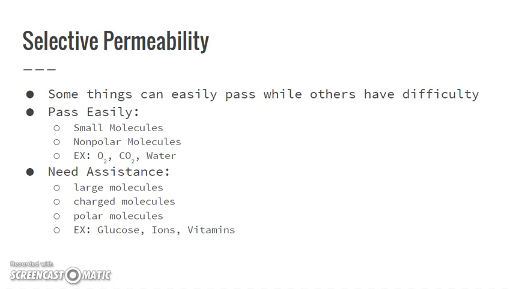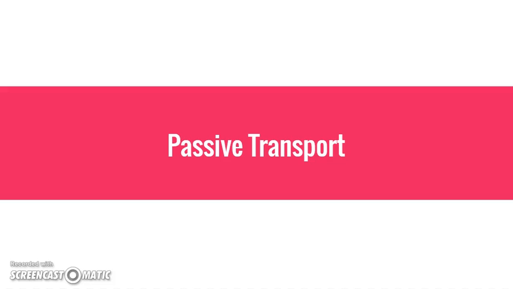it becomes very difficult. So the things that pass through easily, though, are going to be small molecules, nonpolar molecules, for example, oxygen, carbon dioxide, or water. The things that might need some sort of assistance are going to be very large, charged, or polar molecules, for example, glucose, ions, and even your vitamins.